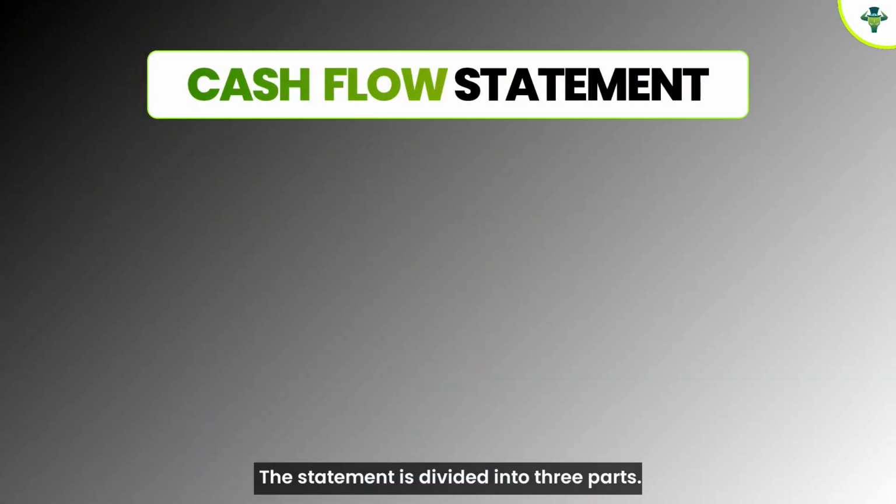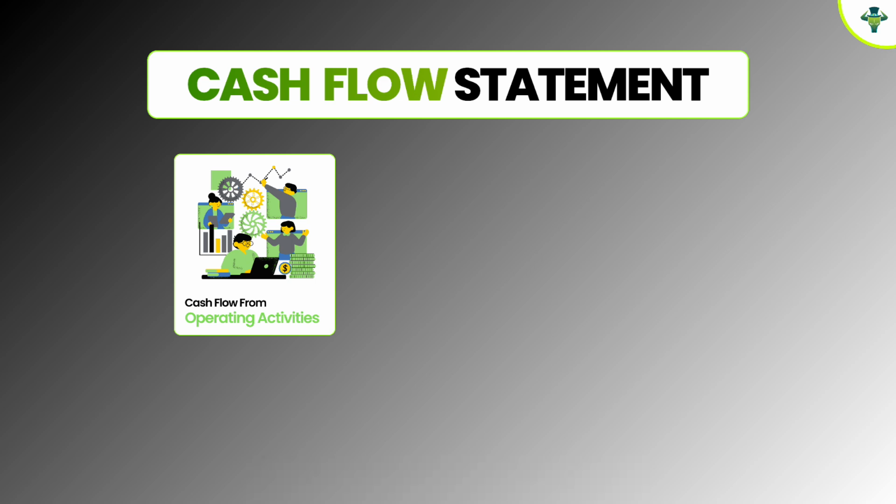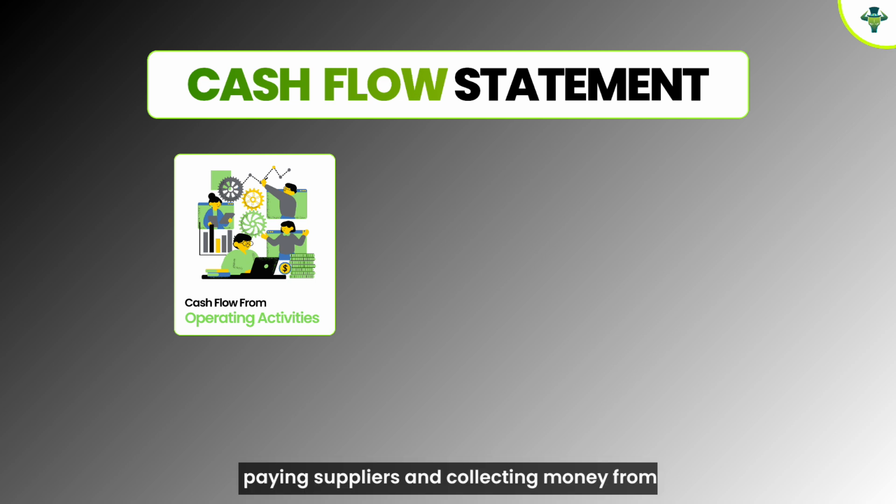The statement is divided into three parts. The first part is operating activities, and this section shows the cash that the business makes or spends throughout its everyday operations, like selling products or services, paying suppliers, and collecting money from customers. It tells you whether the business can generate cash from what it actually does.